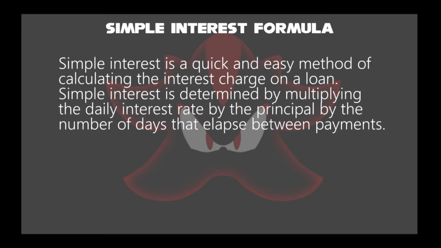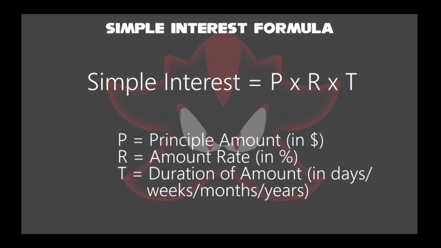Simple interest is a quick and easy method of calculating the interest charge on a loan. It is determined by multiplying the daily interest rate by the principal by the number of days that elapse between payments. The simple interest is given by P multiplied by R multiplied by T.